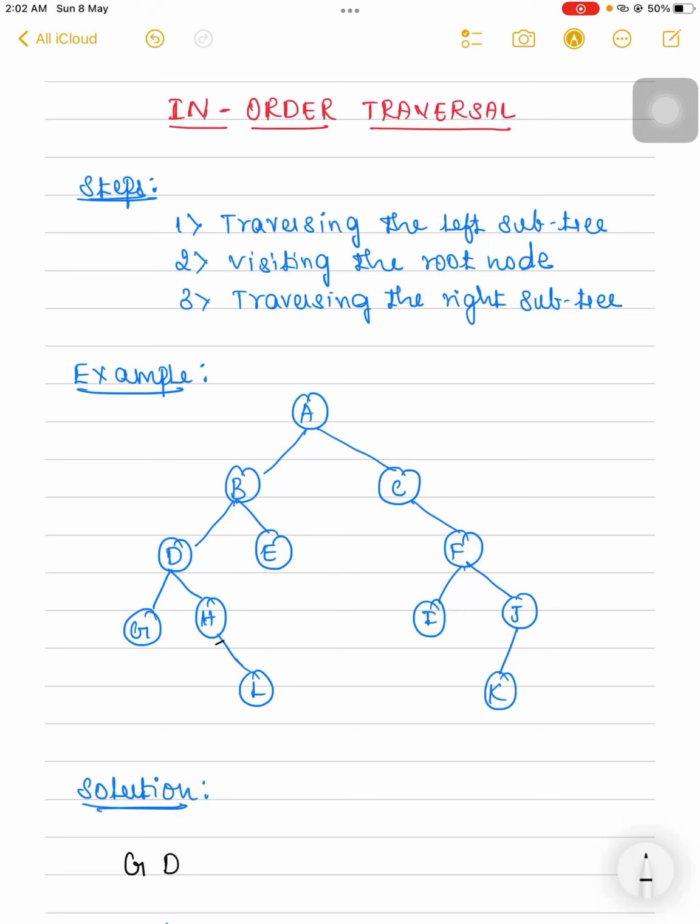Going to discuss in-order traversal. These are the steps for performing in-order traversal. The very first step is traversing the left subtree. After traversing the left subtree, it will move on to visiting the root node. After visiting the root node, the third step is traversing the right subtree.